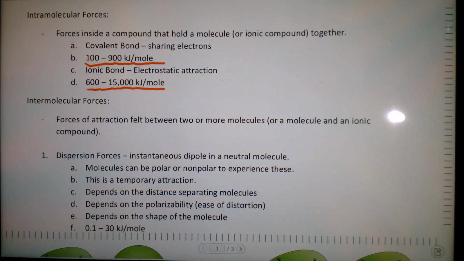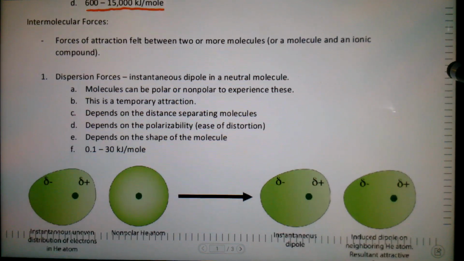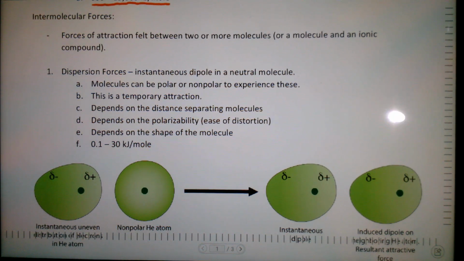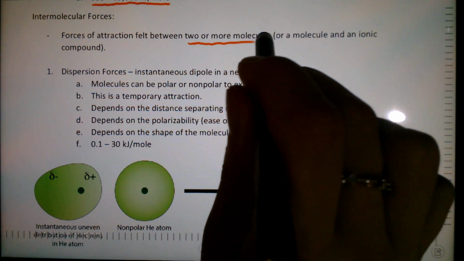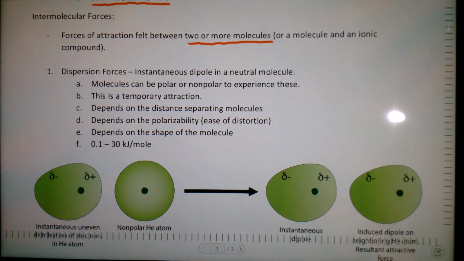So what we're going to talk about with these other forces aren't going to be nearly as big as that. Some of them will be quite large, but intramolecular forces are going to be a little bit stronger. Okay, so intermolecular forces is the focus of this chapter. So an intermolecular force is a force of attraction felt between two or more molecules. Okay, so we're going to look at one molecule and how it might interact with another one.